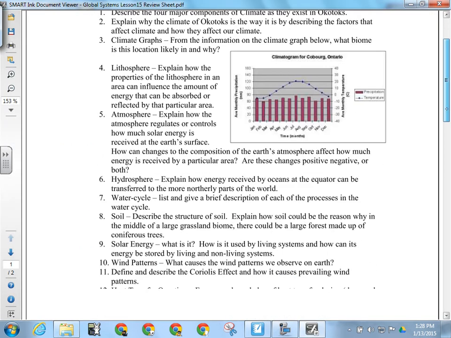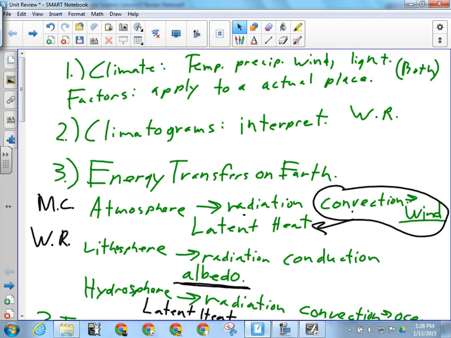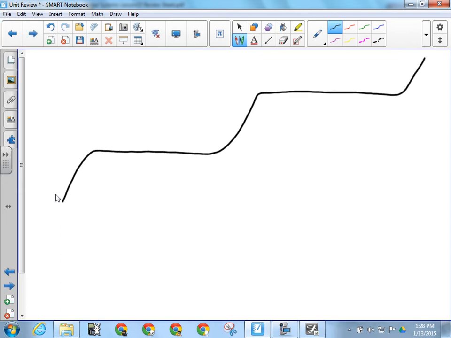Okay, number 15. Number 15 is a heating curve question. We're looking at the amount of heat required to heat 280 grams of ice from minus 28 into steam at 150. So in terms of the heating curve, we just do a rough drawing. Down here is where minus 28 would be, and up here is where 150 degrees would be.